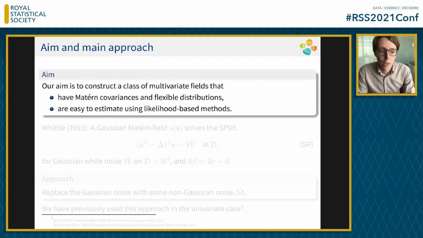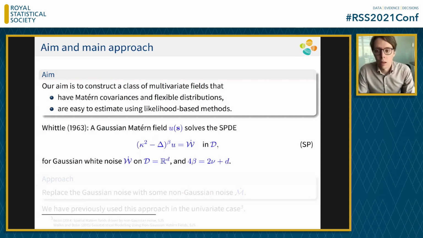More specifically, we wanted to come up with a class of multivariate random fields that have these Matérn covariance structures in space, but more flexible distributions or more flexible non-Gaussian properties. But at the same time, we wanted them to be somehow easy to estimate using likelihood-based methods. So we want them to be flexible, but also possible to fit in a reasonable amount of time.